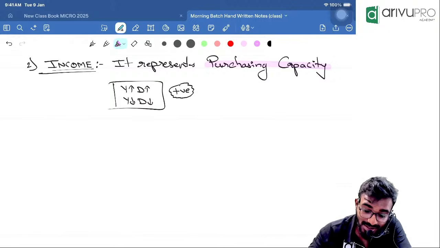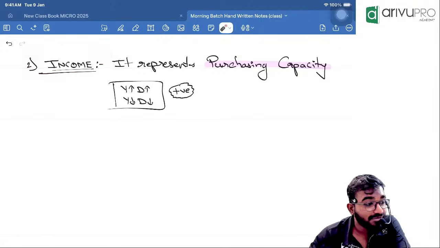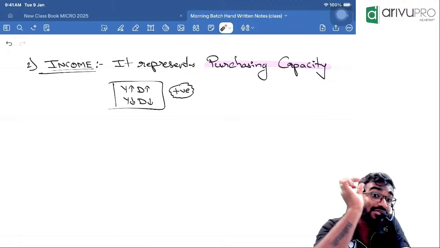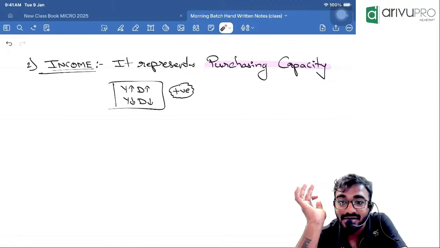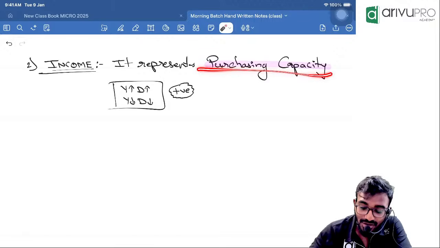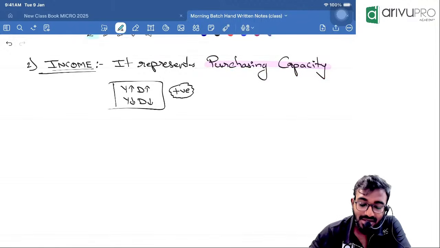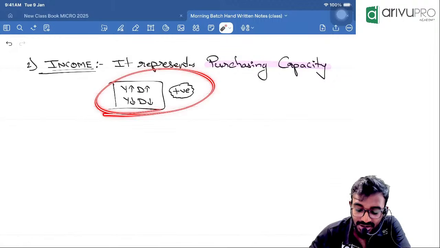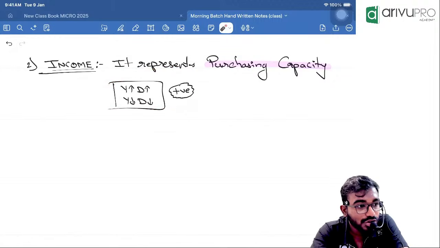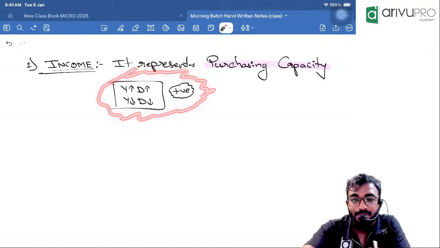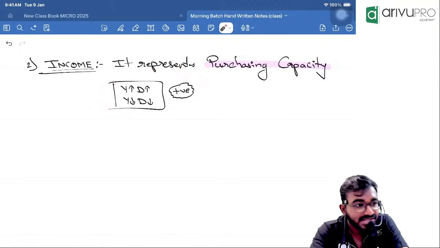Whatever income we have in our hand defines how much quantity of goods and services we can buy at the given price level. So income will always speak about purchasing capacity. Remember, whenever income increases, demand will also increase. Whenever income decreases, demand will also decrease. And there is a positive relationship. Is that clear?